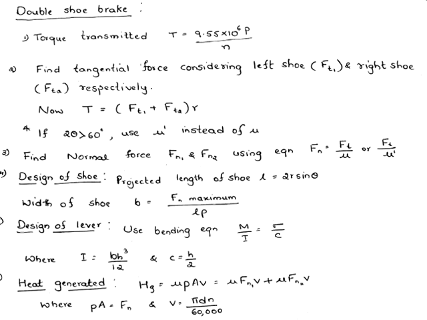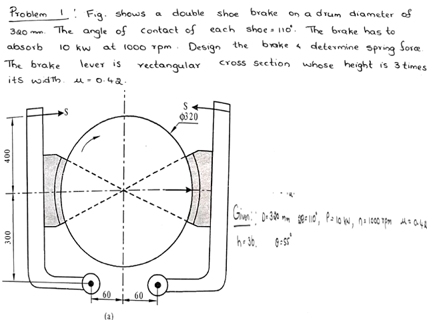So we'll solve one problem directly. The figure shows a double shoe brake on a drum of diameter 320 mm. The angle of contact of each shoe is 110 degrees. The brake has to absorb 10 kW at 1000 rpm. Design the brake and determine the spring force. The brake lever is of rectangular cross section where height is 3 times its width, and mu value is 0.42. This diagram is given in the question.